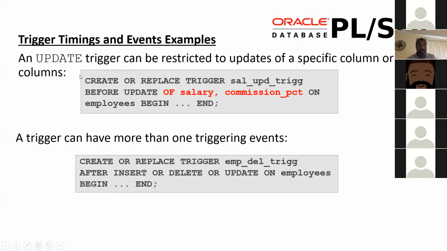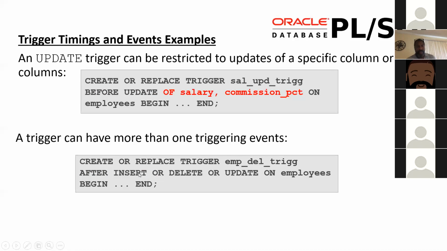Okay, so trigger timing. An update trigger can be restricted to updates of a specific column. Let's say, for example, we're running a trigger so that the salary column cannot be updated unless certain other conditions are met, and that's why you would have a before trigger. You can create that in a program where it places a warning to the user that this particular column cannot be updated. Does that make sense? Yeah, it does. Okay.